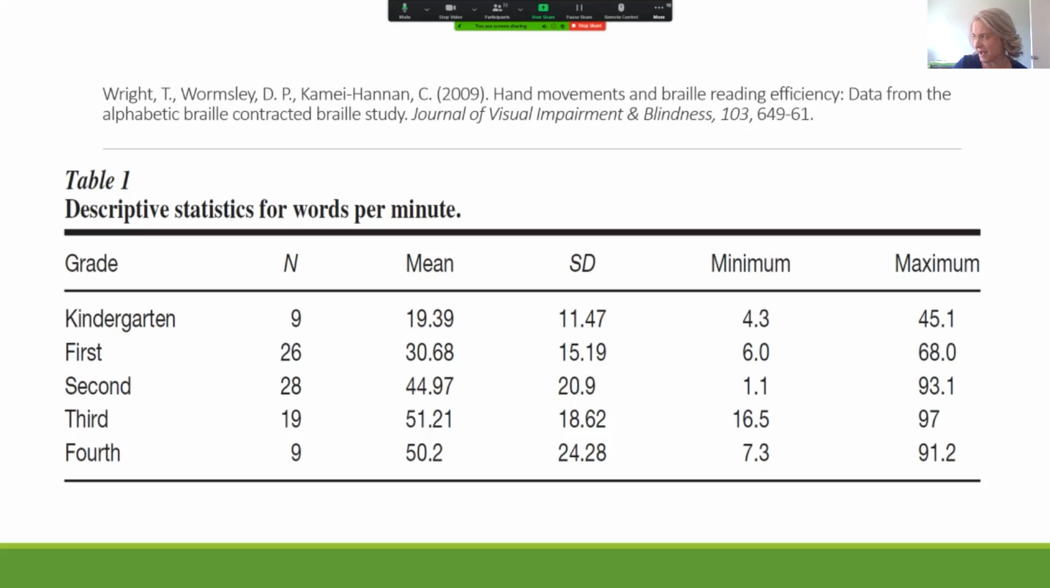And if you look at our maximum rates, we do have students who are reading on par with typical peers. So this is definitely something they can be doing. But we also see a lot of students who are reading very, very slowly.